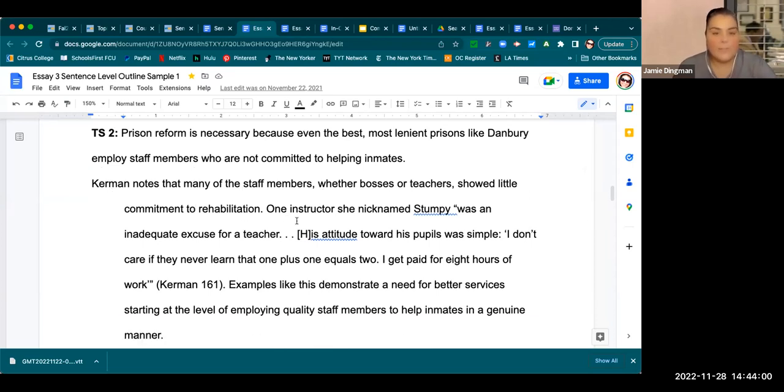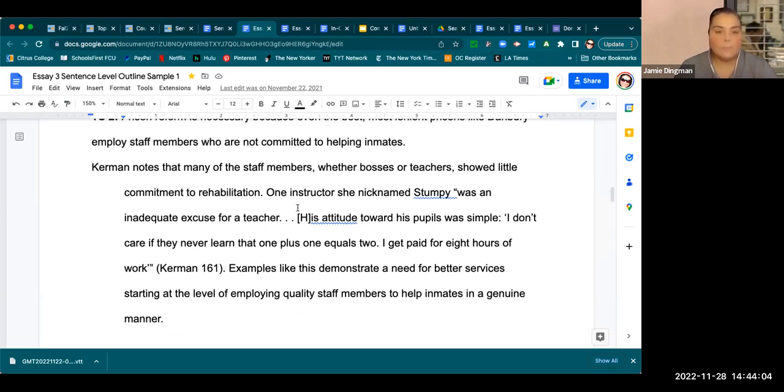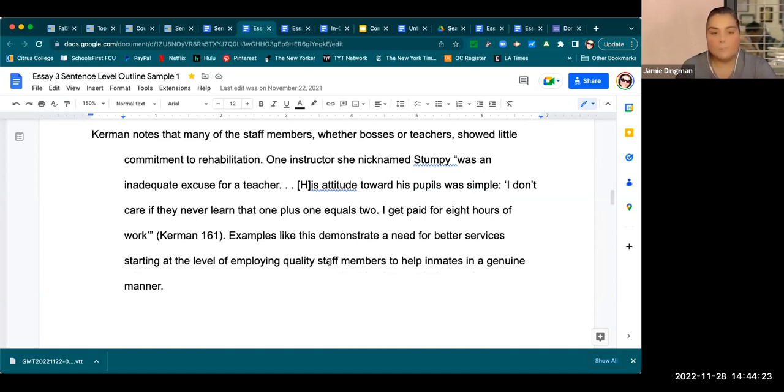Kerman notes that many of the staff members, whether bosses or teachers, showed little commitment to rehabilitation. One instructor she nicknamed Stumpy, quote, and the way he's weaving that in, was an inadequate excuse for a teacher. His attitude towards his pupils was simple. I don't care if they never learn that 1 + 1 = 2. I get paid for 8 hours of work. End quote. We see the citation. Examples like this demonstrate a need for better services, starting at the level of employing quality staff members to help inmates in a genuine manner.